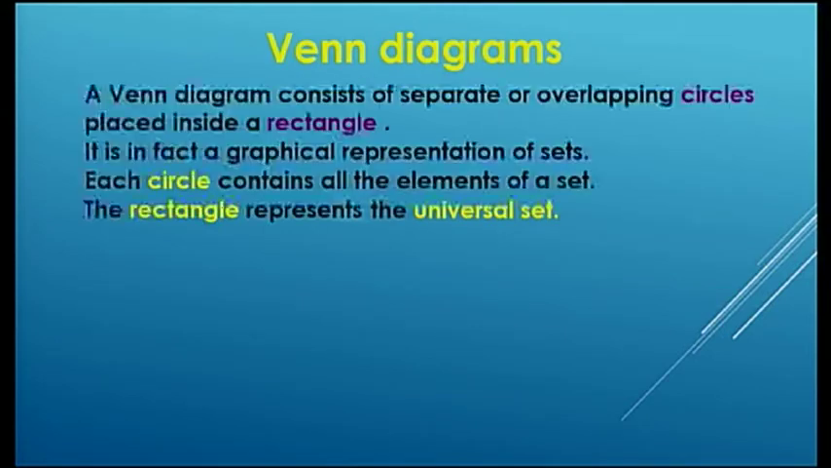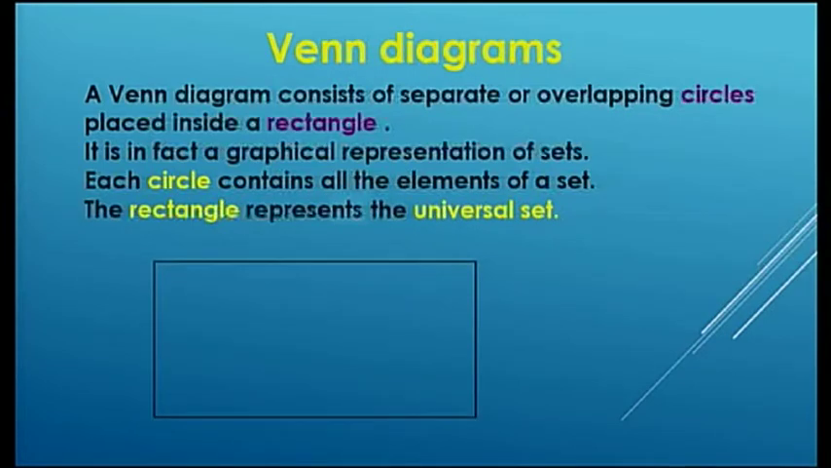Venn diagrams. A Venn diagram consists of separate or overlapping circles placed inside a rectangle. In fact, a Venn diagram is a graphical representation of sets. Each circle contains all the elements of a set, and the rectangle represents the universal set. Like this, the rectangle represents the universal set. This circle will represent A and this one will represent the set B.